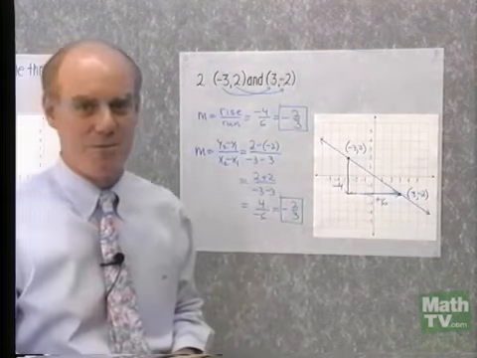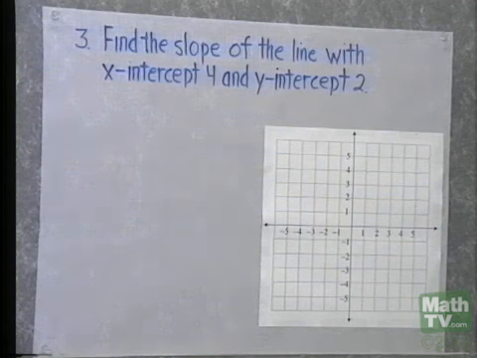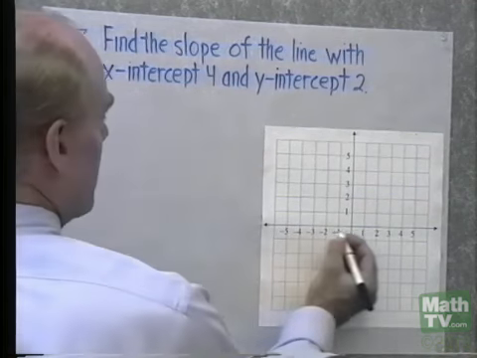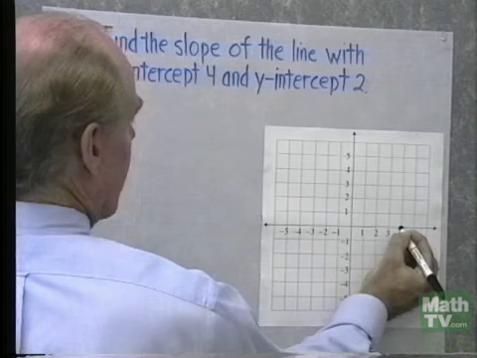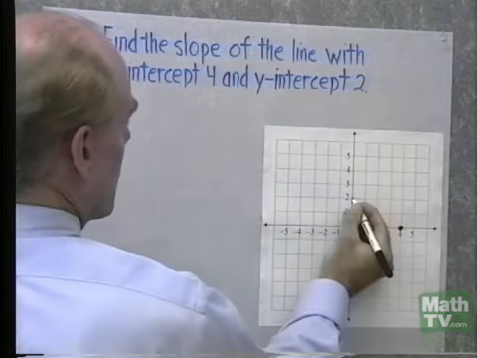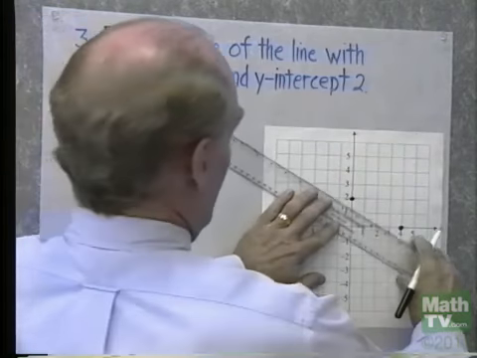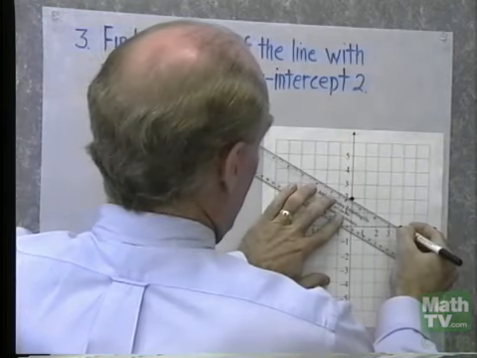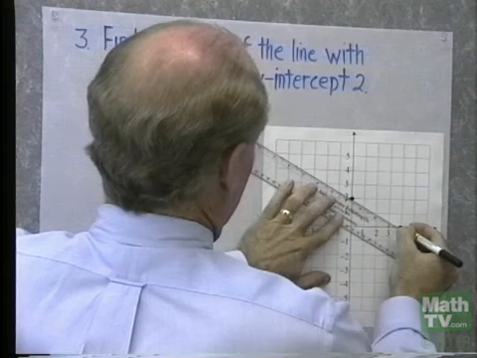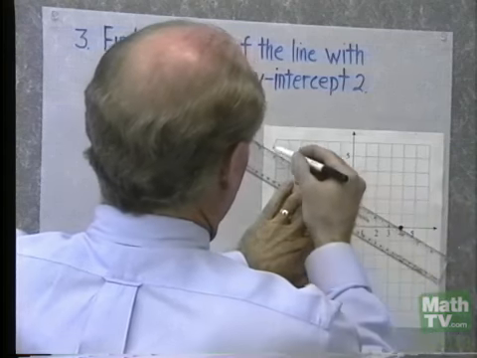Let's look at our next example. This time we want to find the slope of the line that has an x-intercept of 4 and a y-intercept of 2. So first of all, let me graph this line. The x-intercept is 4, so it crosses the x-axis at 4. The y-intercept is 2, so it crosses the y-axis at 2. Now I'm going to draw a line between these 2 points. And what do we get here? Something that looks about like that.